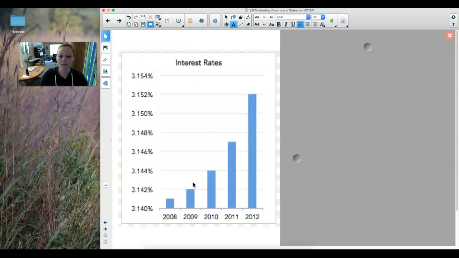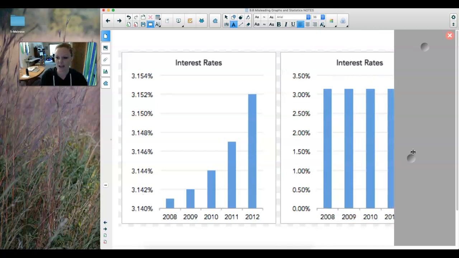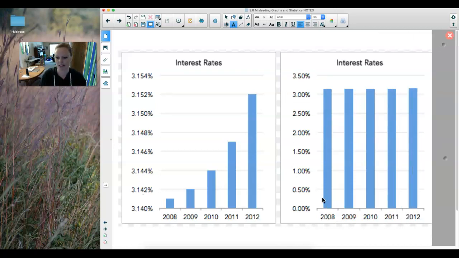Okay. Here's a graph showing interest rates, and they're trying to show that interest rates have drastically gone up from 2008 to 2012. And that's only because of the labels on the y-axis. Really, it's only gone from 3.14% to 3.152%. That's a very, very minimal change. But the way they have this labeled, it looks like a lot. In reality, the graph should look like this if it started at 0 instead, and you would see that there's not much of a change at all.